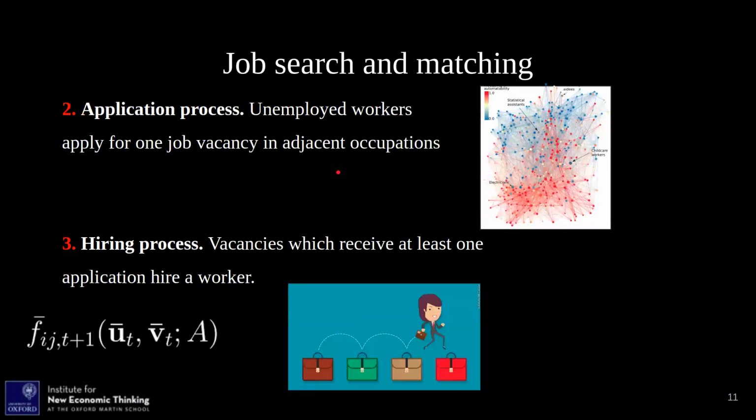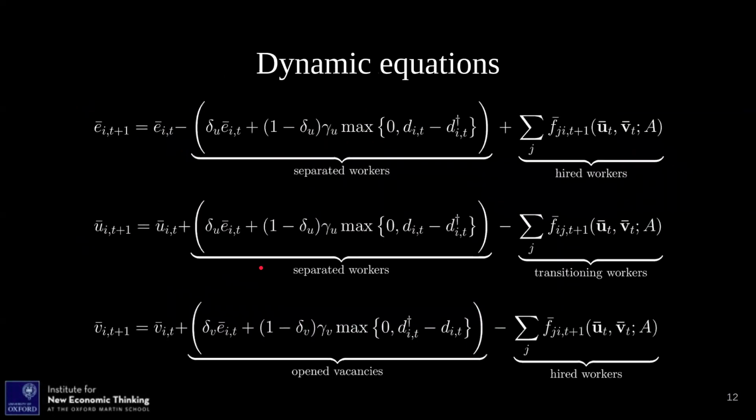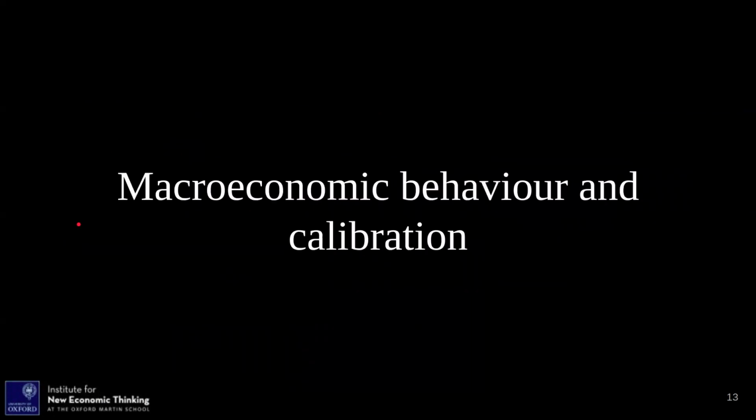And then we have the job search and matching. Unemployed workers apply for one job vacancy in adjacent occupations. So again, here we have labor market frictions with the network. And then the hiring process. Vacancies which receive at least one job application will hire a worker. We can translate this model into dynamic equations. You can see the details in the paper. And then we go through the macroeconomic behavior and calibration.